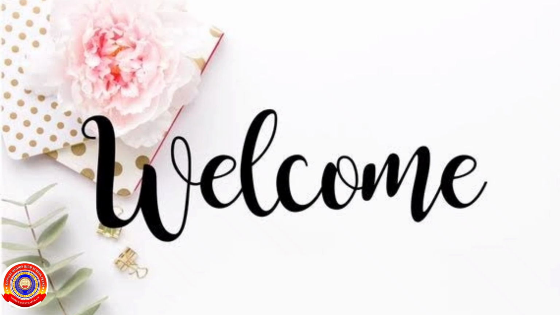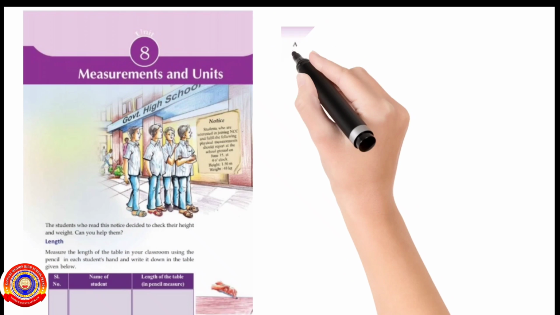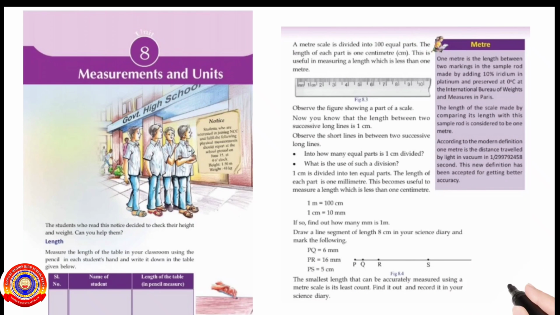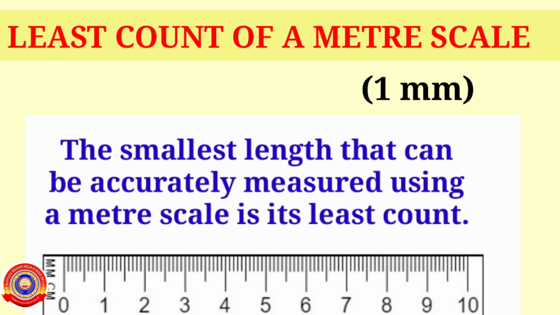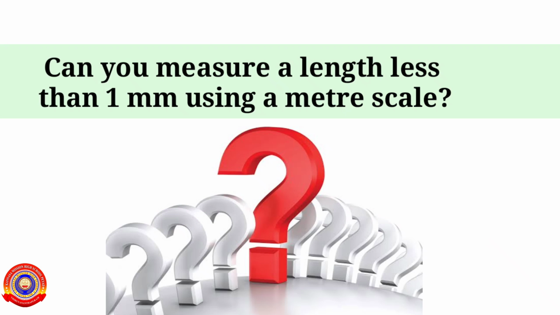Hi students, welcome back. In the previous class, we discussed least count. It is the smallest measurement that can be accurately measured using an instrument. And for a meter scale, the least count is 1 millimeter. Can you measure a length less than 1 millimeter using a meter scale?